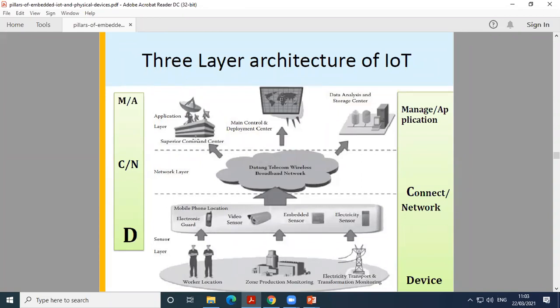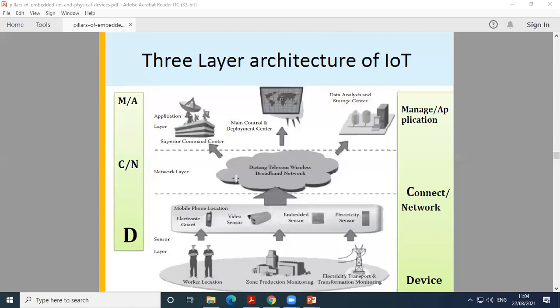So we control the application through this one center, that is your centralized control center at the application layer. This is the application layer, where we have the front end application, the application development center, and the data storage and data analysis center.